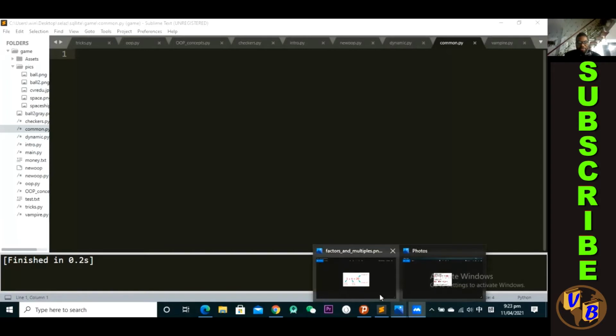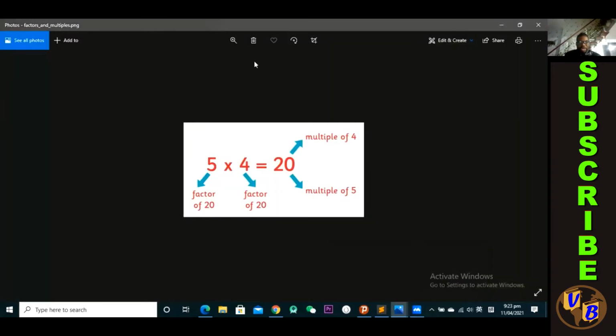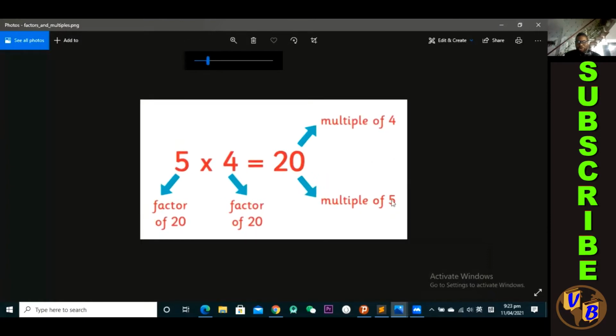All right, over here I have a simple explanation of what a multiple is. A multiple of any number is the product of that number by another whole number. So let's say multiples of 4. We're going to start with 4, which is a multiple of 4 because we can multiply 4 by 1. 8 is another multiple of 4 because we can multiply 4 by 2.